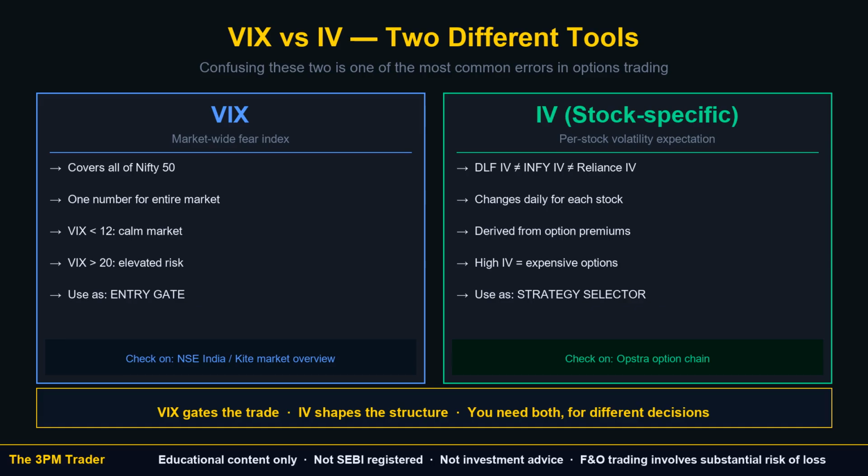IV is stock specific. Infosys has its own IV. DLF has its own IV. Reliance has its own IV. IV tells you how expensive or cheap the options for that specific stock are right now. You use both. VIX gates the trade. IV shapes the structure. Two different tools, two different decisions.